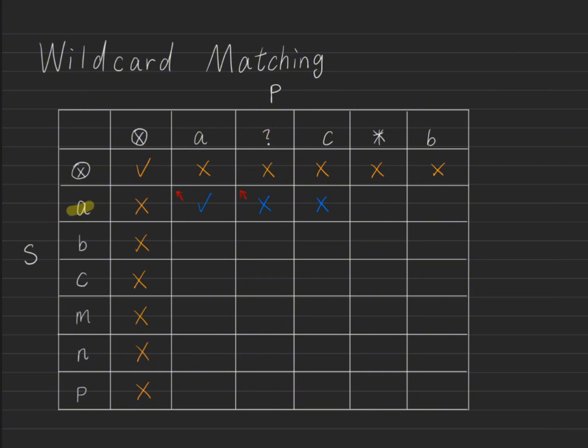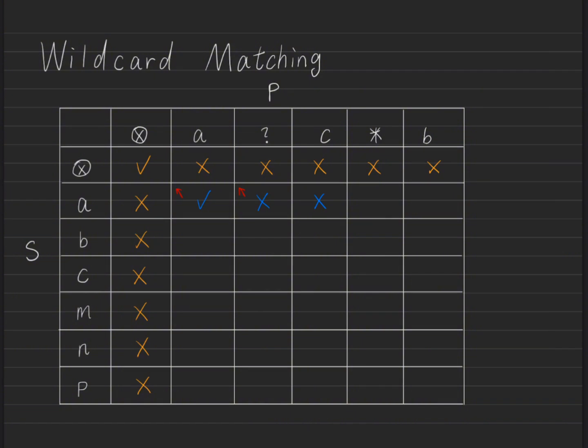Case 3 is when the character in P does not match the character in S. In this case, we immediately return false. This leaves us with the final case to solve, which is when the character in P is the star. We'll look at it closely on the next slide.